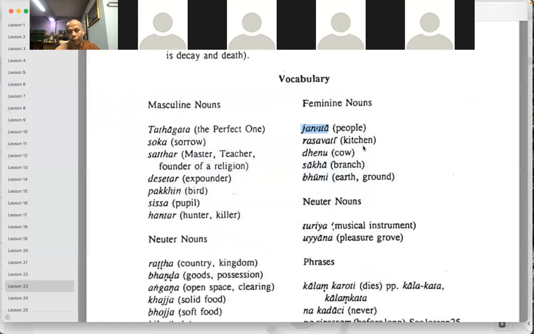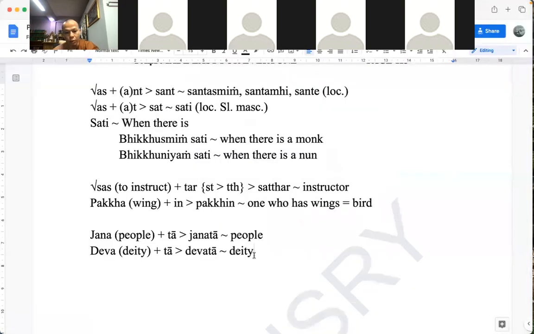And then, so rasavati is kitchen. That one is also a consonantal noun. So rasa means taste. And so we have rasa plus vant, and then for feminine gender, i is added. So rasavati. Okay, now feminine gender. So a place where there is taste. So that is the kitchen. Okay.